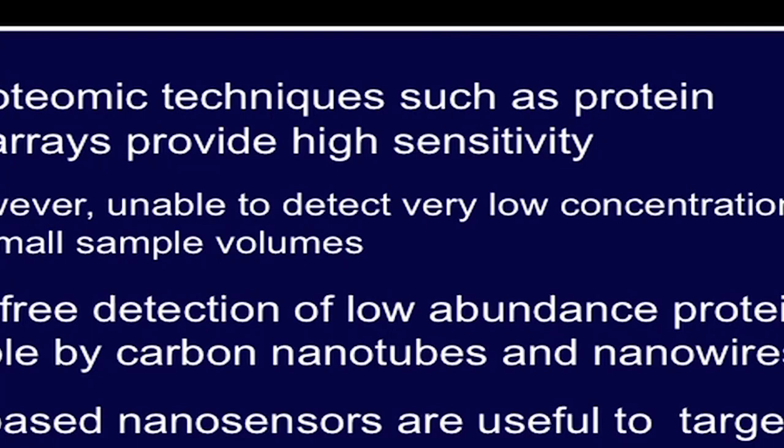In proteomics, detection of low abundance proteins remains one of the major challenges. The high throughput proteomic techniques such as protein microarrays and various label free platforms provide good sensitivity. But when we are screening the biological fluids for detection of very low concentration biomarkers in very small sample volumes, it becomes extremely challenging. Therefore, various label free detection techniques are aiming towards detection of the low abundance proteins by using carbon nanotubes and nanowires. These studies have shown the potential of using nanotechniques for such applications where low abundance proteins can be detected with high sensitivity, and this is one of the major advantages of using these platforms.